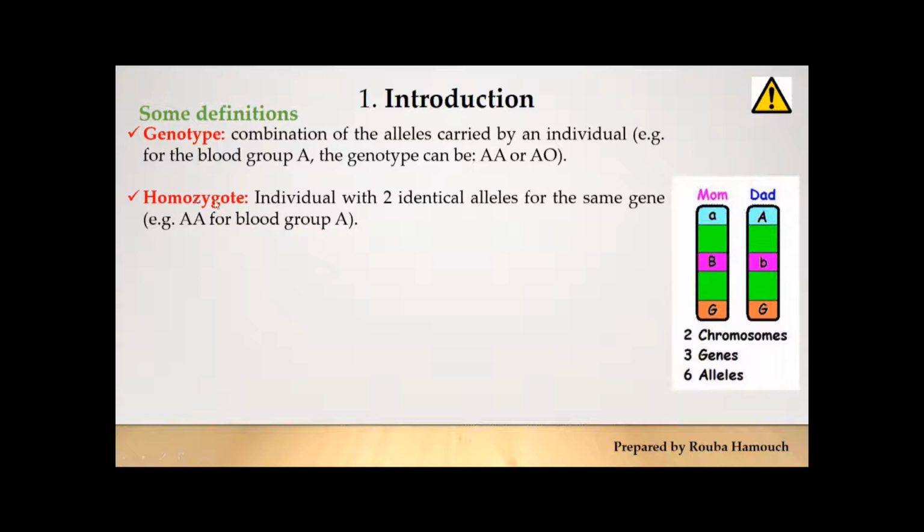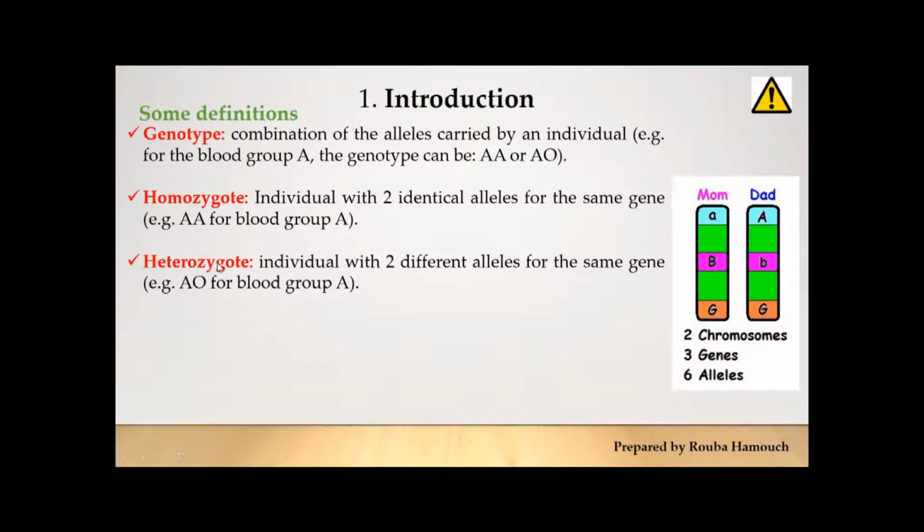Now, what is homozygote? Homozygote is an individual having two identical alleles for the same gene. For example, here, the individual in this document is homozygote for the gene G, since he or she has two identical alleles, capital G, carried on the homologous chromosomes. Another example, the individual having as genotype AA for blood group A will be homozygote. Homozygote means having two identical alleles on both homologous chromosomes for the same gene. Now, what is heterozygote? Heterozygote is the individual having two different alleles for the same gene.